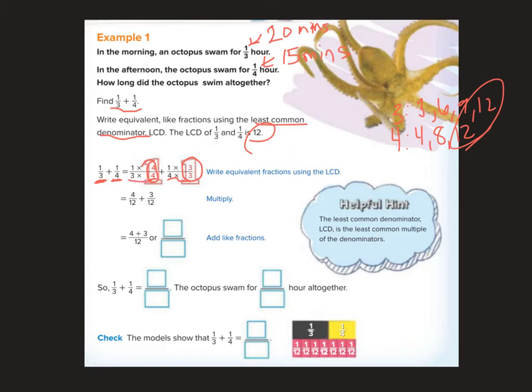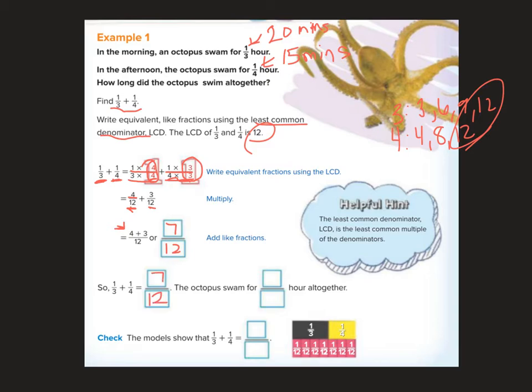So 3 times 4 is 12. 1 times 4 is 4. 4 times 3 is 12. 1 times 3 is 3. So if I'm taking 4/12 plus 3/12, I just have to add the numerators. 4 plus 3 is 7. The denominator stays the same, so our answer will be 7/12. So 1/3 plus 1/4 is actually 7/12.